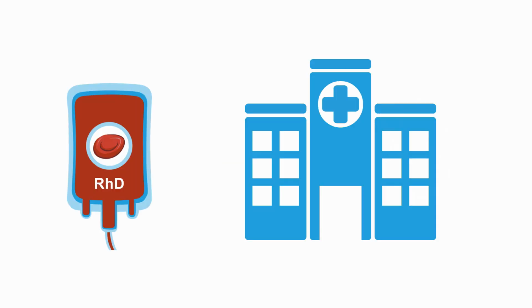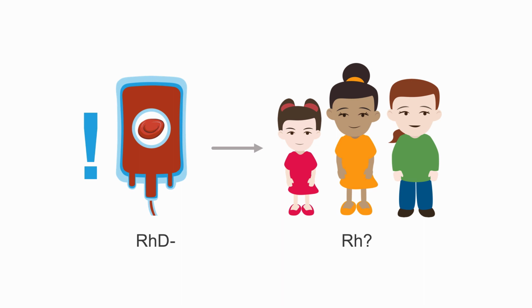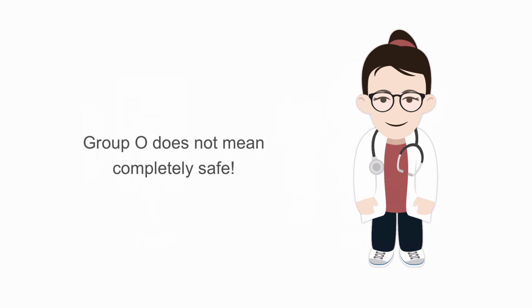Whether the released units are rhesus D positive or negative depends on availability and institutional policies. However, young girls and women of childbearing age should always receive rhesus negative blood until their rhesus status is known. Following these rules, you will have chosen the blood type that has the least potential to do harm.